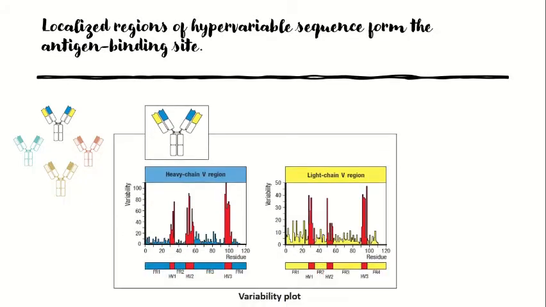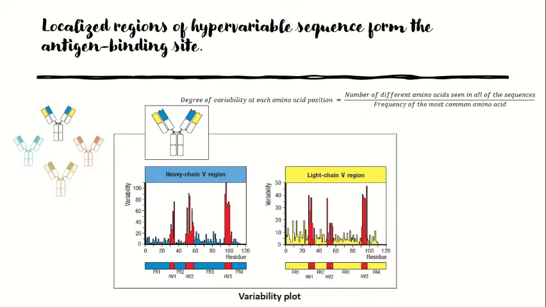So a variability plot looks something like this, and this variability plot is basically constructed by comparing amino acid sequences from several dozen heavy chain and light chain V domains. And at each amino acid position, the degree of variability is the ratio of the number of different amino acids seen in all of the sequences to the frequency of the most common amino acid. And based on this, we basically see three hypervariable regions, the HV1, HV2 and HV3, and these are indicated in red. The HV3 is basically the most important because this is the most variable part of the domain.